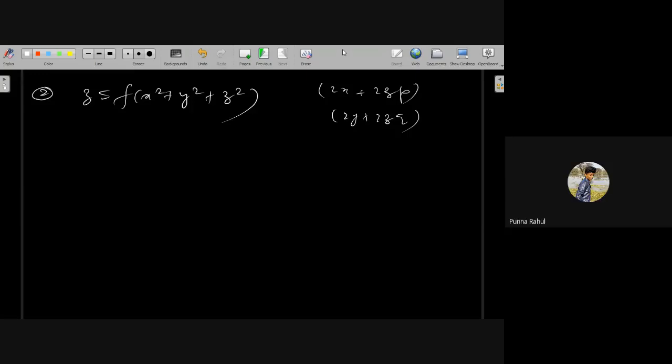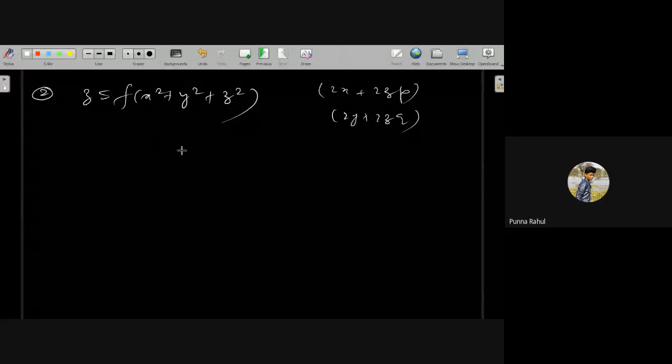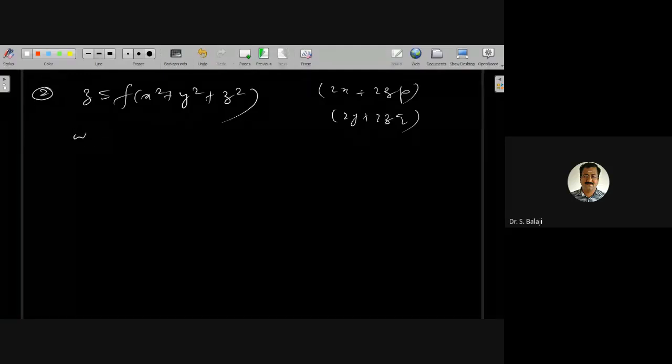Sir, does it need to be simplified more, or can I leave it as p by x plus zp equals q by y plus zq? Is it enough, or is more needed? Enough. To differentiate partially with respect to x, you get p equal to f dash of x square plus y square plus z square into 2x plus 2zp.